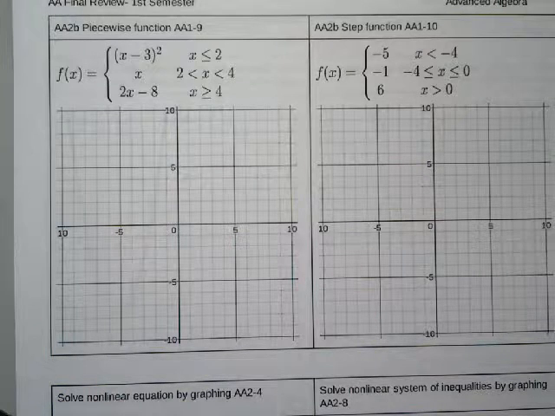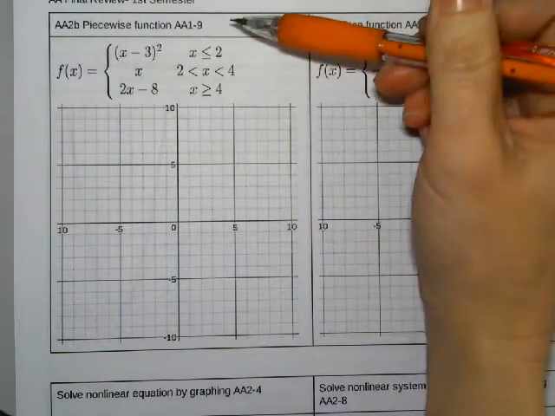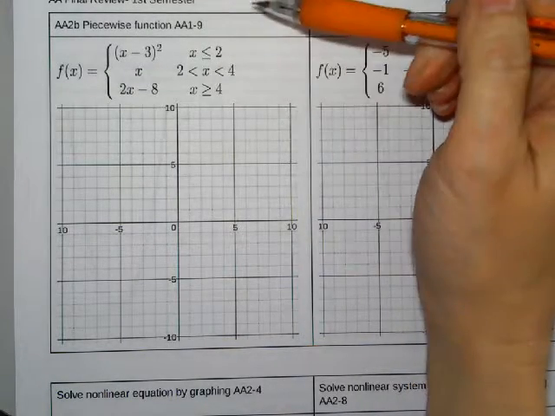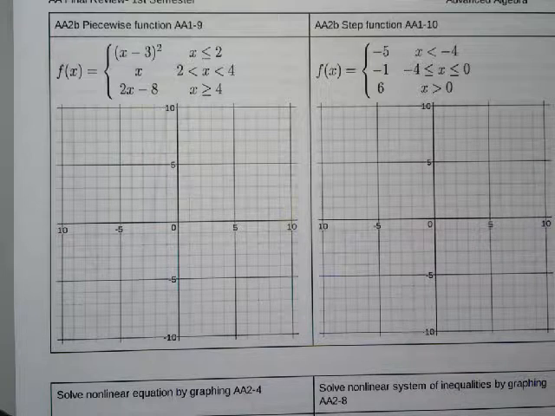Okay, so with piecewise and step functions, you have different equations all taking place on the same graph, and here you have what's called a domain restriction. So we have the equation, and then only part of it that actually stays on the graph. One of the ways to do this is to look at what your boundary points are.